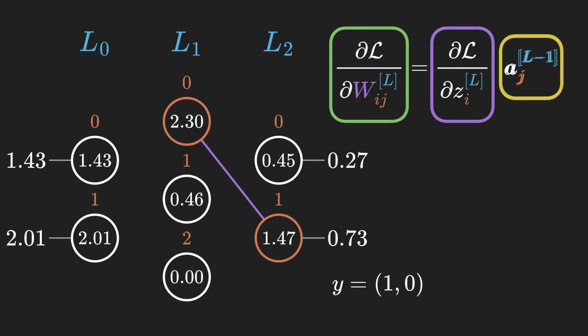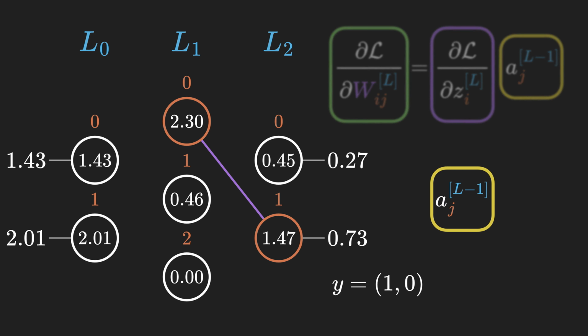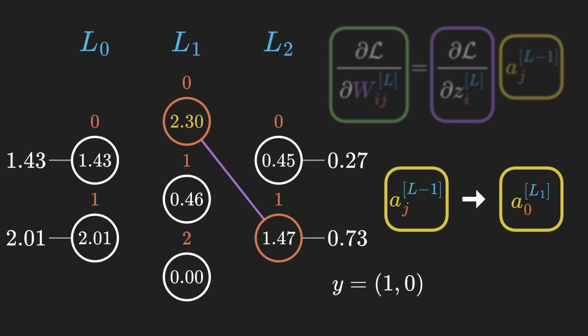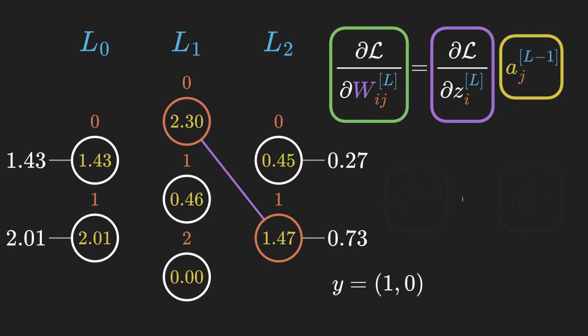Now let's skip ahead to the last term in the expression. This one is the easiest one. It is just the output of the previous neuron, in this case, neuron 0 in layer 1. We computed it in the forward pass, so it's just a matter of storing it and looking it up now.